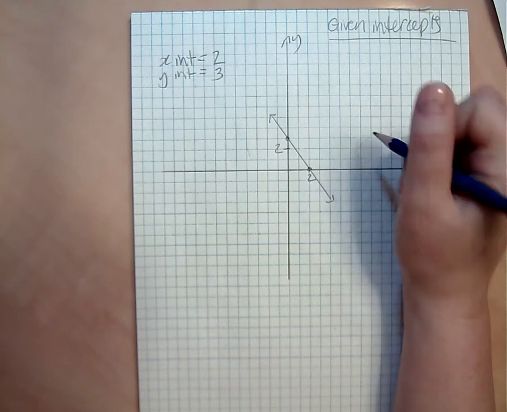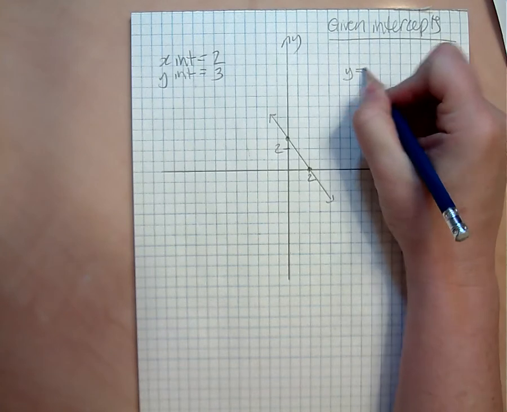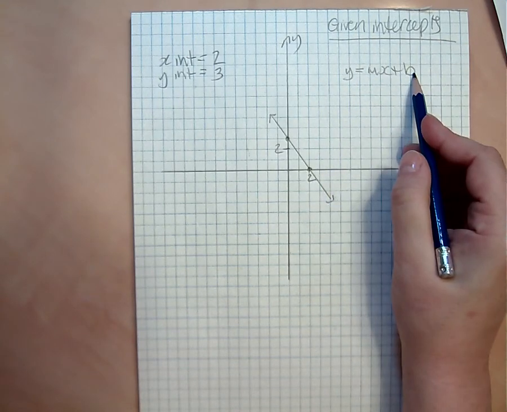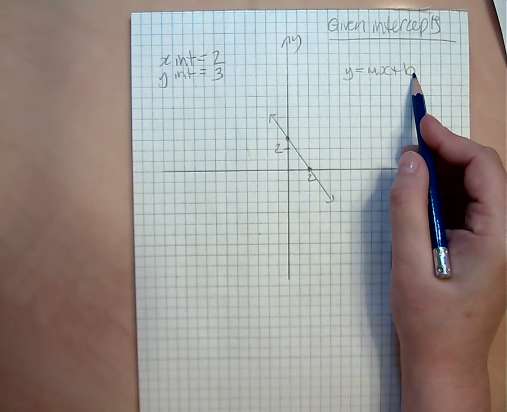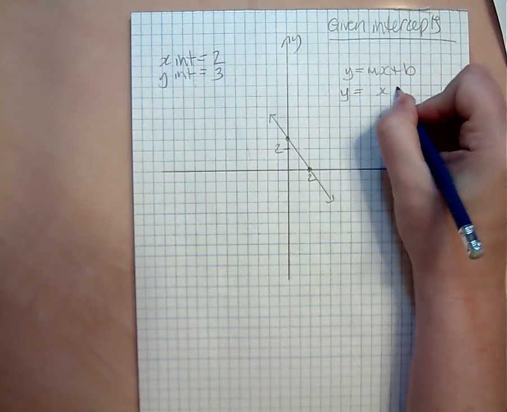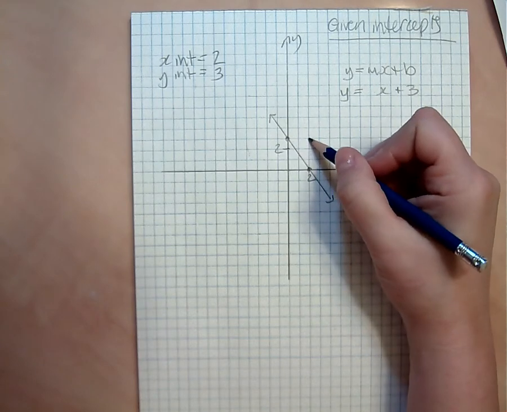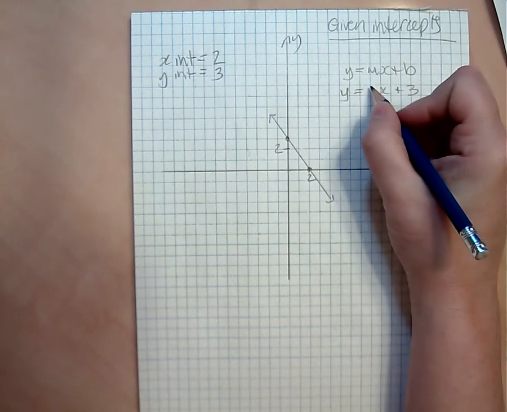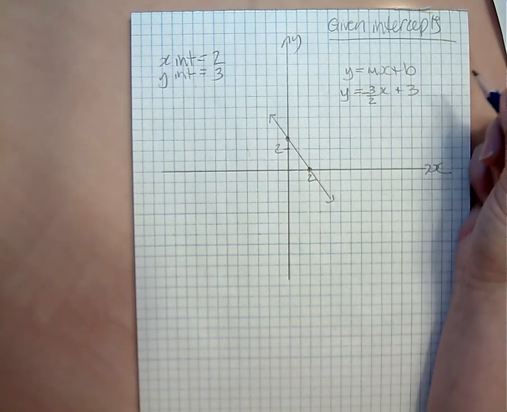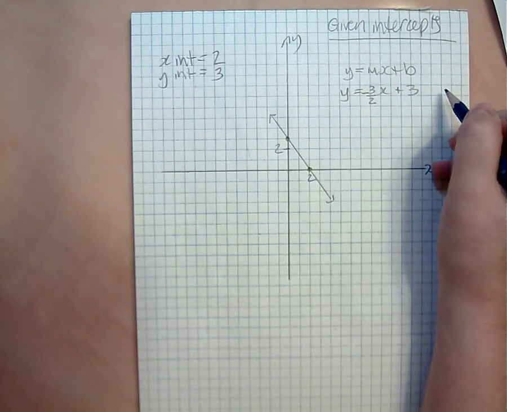So what we need to do is y equals mx plus b. We know the y-intercept is 3. We know the slope is, well, let's see, slope from here to here is rise 3, run 2 to the left. Rise 3, run 2 to the left. And now we need to put it in standard form because we weren't asked to leave it in slope-intercept form.